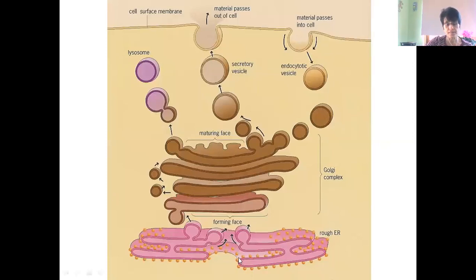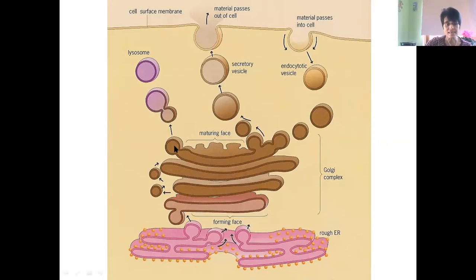Just to show you here, here's the rough ER. We don't need to know the forming phase and maturing phase, but here are the ribosomes. So the proteins are made at the ribosomes. They then travel through the ER. Little vesicles break off with the proteins. They then join with the cisternae of the Golgi body, and then break off and join. They haven't shown everything here. Break off and join, and break off and join, just like a lava lamp, bits breaking off and joining with the next cisterna.